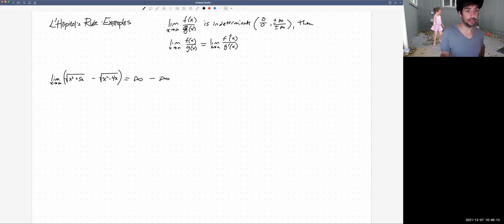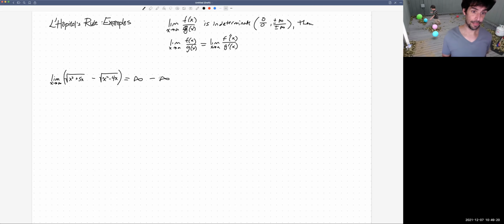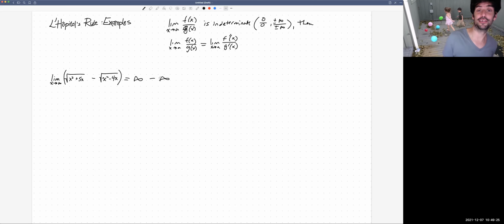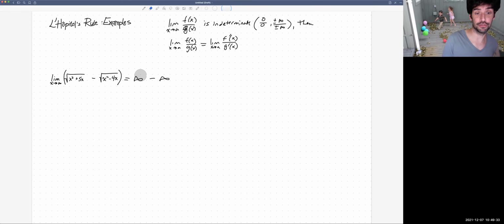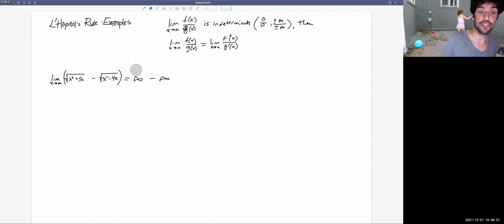One of them may win and it becomes very positive or very negative. They might cancel each other out and land on 0. They might land on some number other than 0, and they might just do something weird that causes there to be no limit. We don't really know just by looking. And we can't apply L'Hopital's rule because L'Hopital's rule doesn't say anything. There's nothing in this rule about differences.